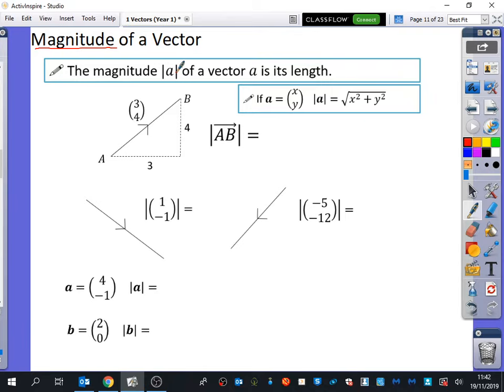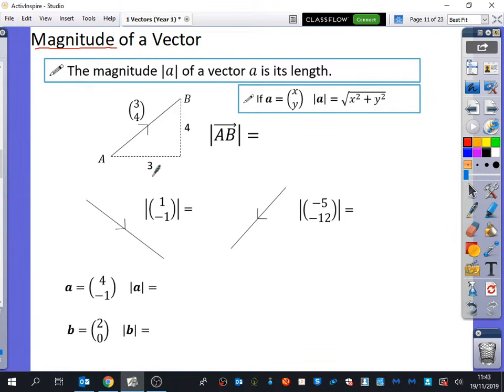So if you ever see these 2 long lines written either side of it, they mean the magnitude of that particular vector. And I'm going to try and find out here, for the vector AB, which is (3, 4), the magnitude of the vector AB. Let's just remind ourselves of what that's actually asking for us to do. It's asking for us to find out the length of the line AB. That's what it's actually asking for us to find out.